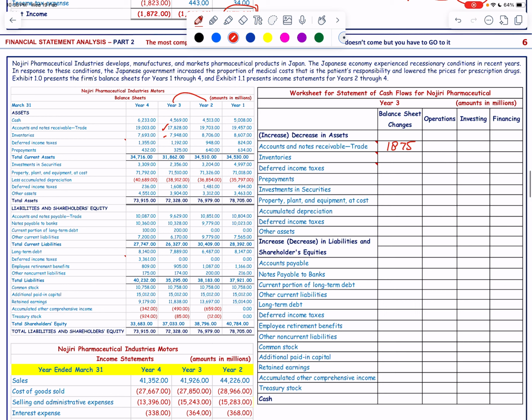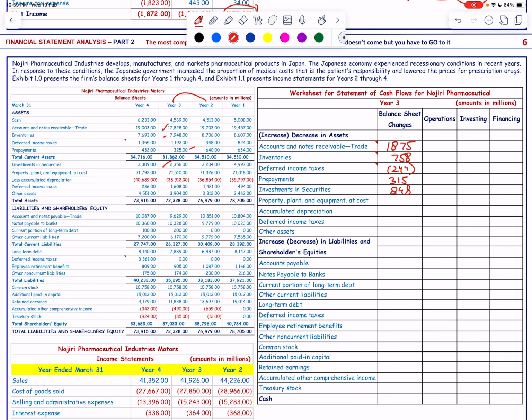decrease is for 758. We don't put it in bracket. Deferred income is 244. Prepayments is 315. As you can see over here, there is a decrease. And then we have the investment in securities. There is a decrease in the investment in securities, and decreases are going to be put without a bracket, that is 848.